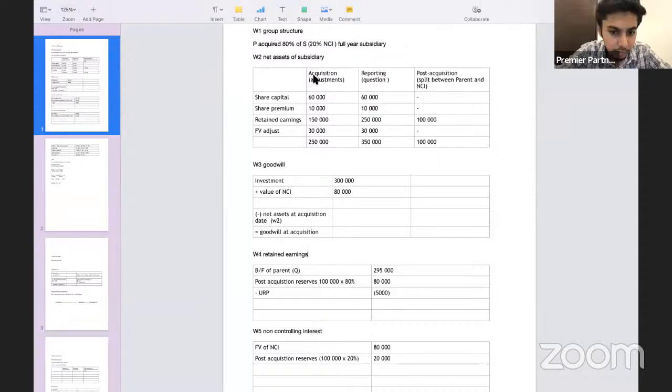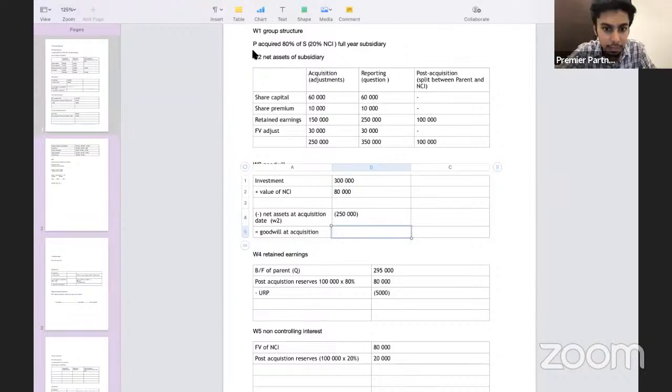This is working number 2. This is the acquisition. What's the answer? 250,000. Mark it over here. Done. Right, now guys, calculate your goodwill. 300 plus 80, 380. 380 minus 250.